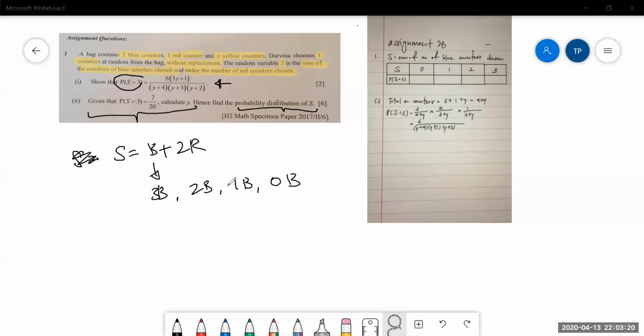So in the event of 2 blue, it can be 2 blue with 1 red. 1 blue can be 1 blue, 1 red also. 0 blue can also be 1 red. But there's a problem, because you don't know what is Y. You have to tell me what is Y first, because Y is the yellow counter. Can you help me calculate what is Y? You know how to calculate or not?